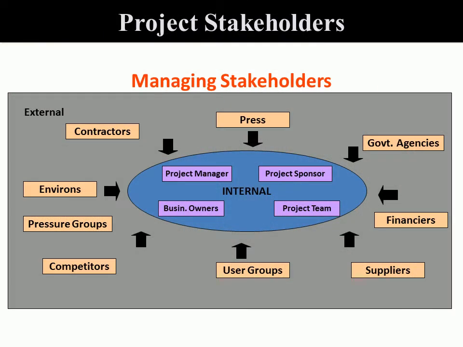This diagram shows stakeholders can be internal to the performing organization, such as the sponsor and the project team, or stakeholders can be external to the performing organization, like contractors, suppliers, and also competitors. So stakeholders can be within the performing organization and outside of the performing organization.